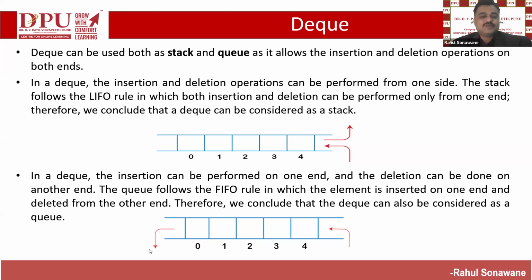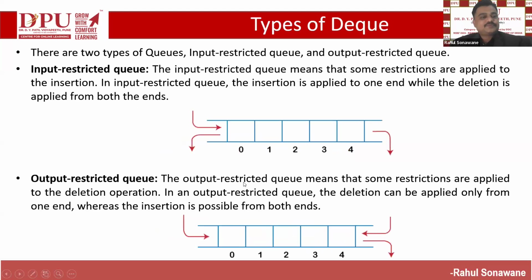You can see this with this particular diagram. And if we use one end for insertion and another end for removal, then it acts like a first in, first out linear queue. Again, there are two types of queues: one is the input restricted queue and another is the output restricted queue. I hope you are getting the idea by looking at these names.